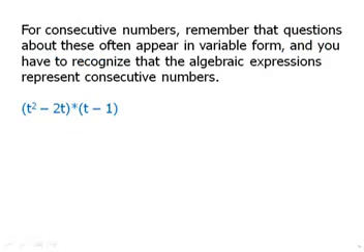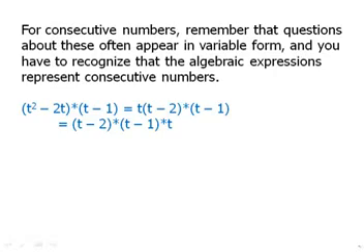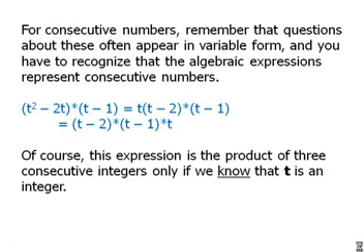For consecutive numbers, remember that questions about these often appear in variable forms, and you have to recognize that the algebraic expressions represent consecutive numbers. So for example, if we have an expression like this, we factor out the t, we rearrange the factors, and sure enough, t minus 2, t minus 1 times t, that is the product of 3 consecutive numbers. But we know, very important, this is 3 consecutive integers only if we know that t is an integer. We have to have that guarantee. If t is not an integer, all bets are off, and this expression doesn't have any particular meaning.